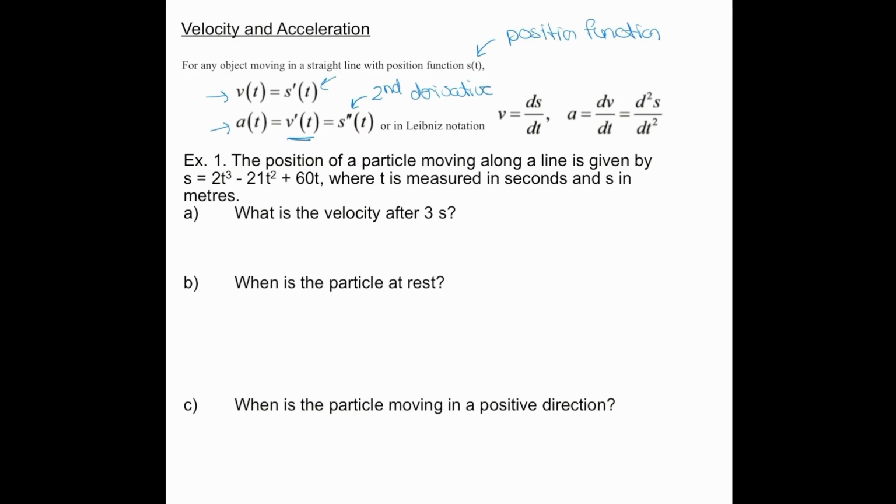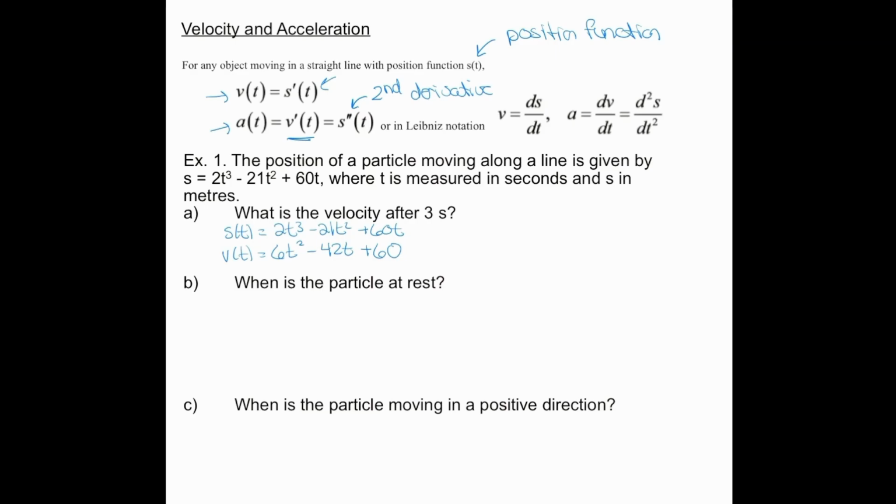So if this is my original, I have s of t is equal to 2t cubed minus 21t squared plus 60t. I'm going to take the derivative of that. I'm going to bring my power down. So my velocity function is going to be equal to 3 times 2 is 6t squared. Then I have negative 21 times 2, which is negative 42t, and my 60t just becomes 60. So that's my equation, but this is asking me what the velocity is after 3 seconds.